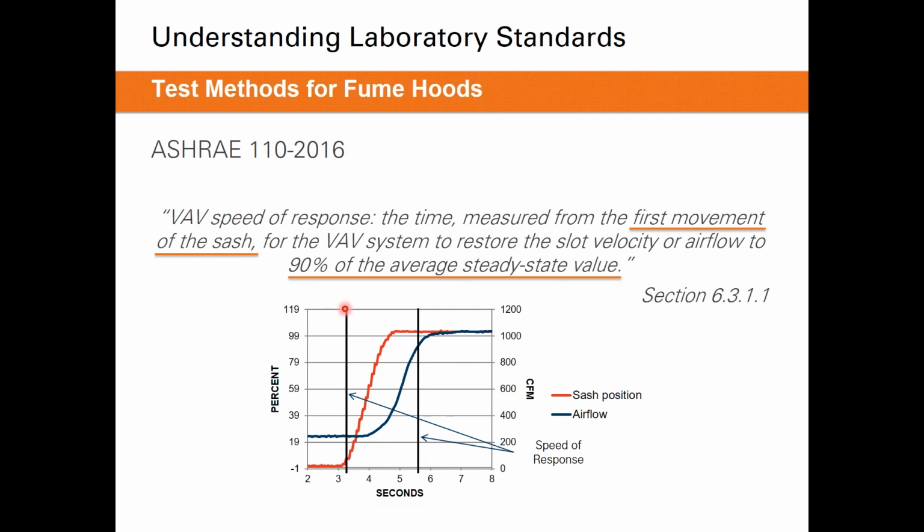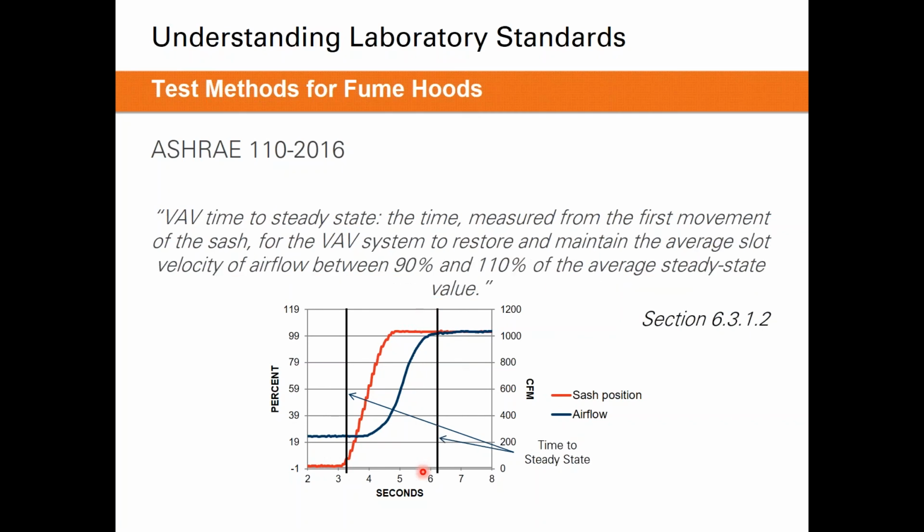The second thing that we're measuring and recording as a part of that test is the VAV time to steady state. This one is defined as the time from the first sash movement to when the system regains and controls to within 90 and 110% of the average steady state value. So this one is not just our initial response, but it's the time from when the sash starts moving to when we stabilize our control.